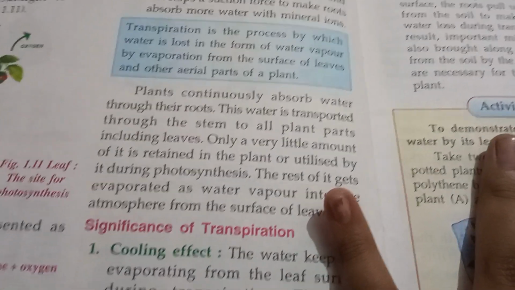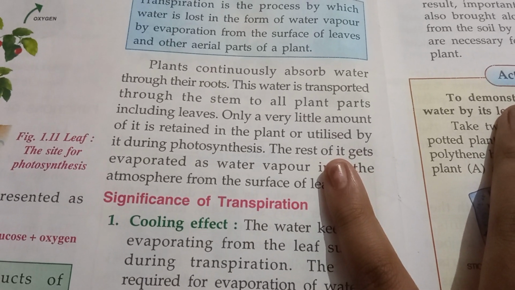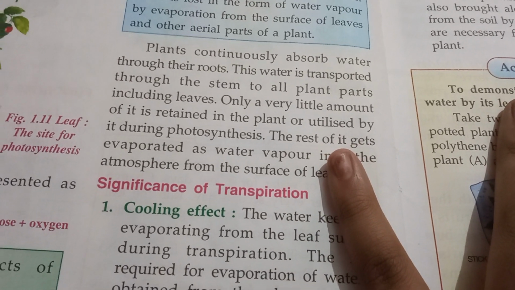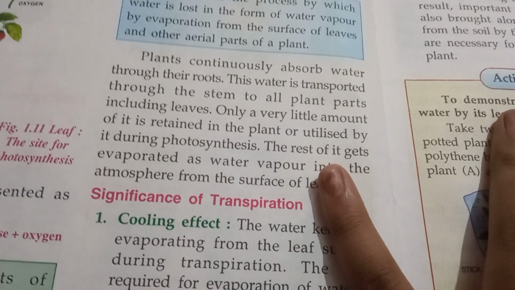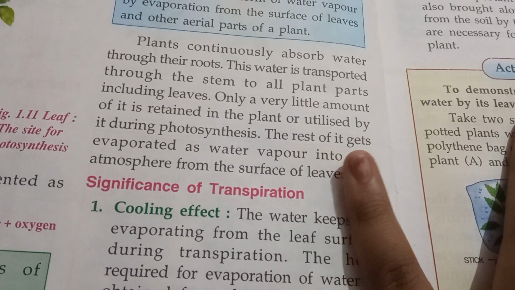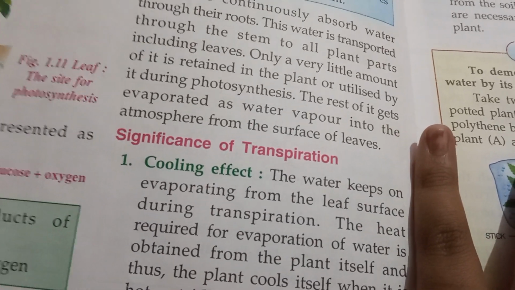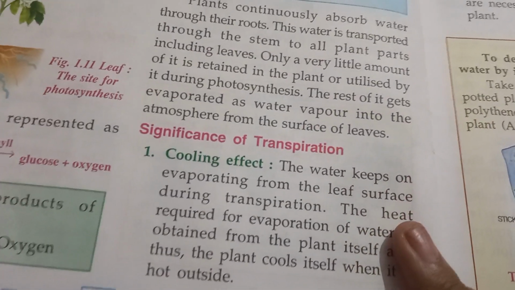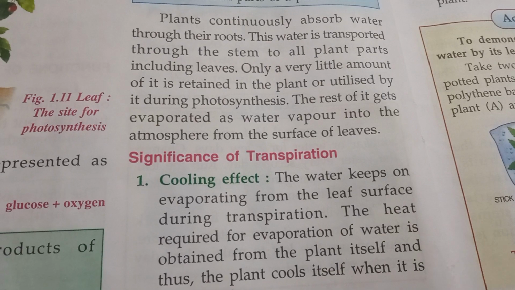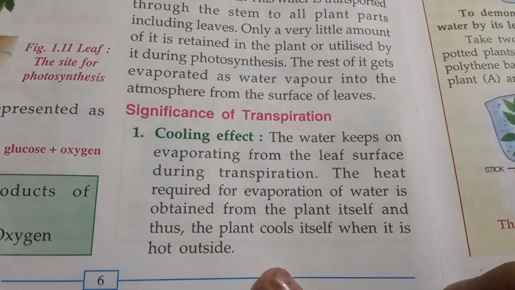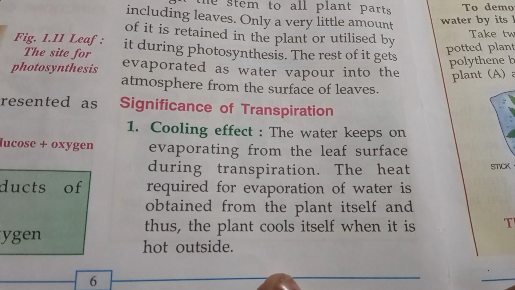Plants continuously absorb water through their roots. This water is transported through the stem to all parts of the plant, including leaves. Only a very little amount of it is retained in the plant or utilized during photosynthesis. The rest of it gets evaporated as water vapor into the atmosphere from the surface of the leaf. Significance of transpiration. Cooling effect. The water keeps on evaporating from the leaf surface during transpiration. The heat required for evaporation of water is obtained from the plant itself, and thus the plant cools itself.